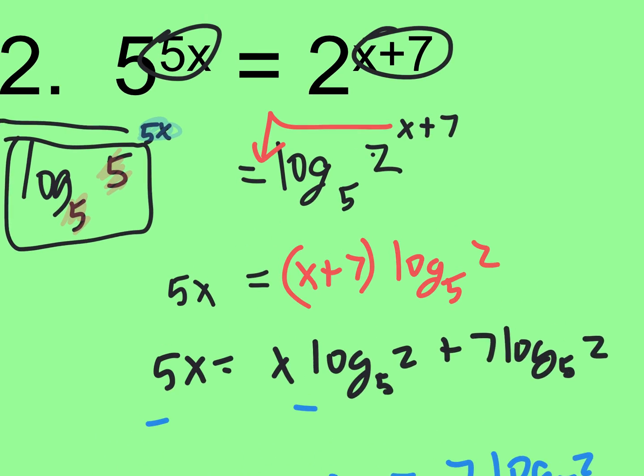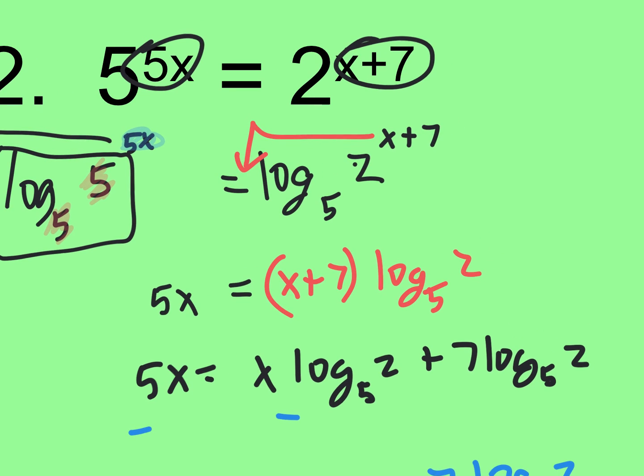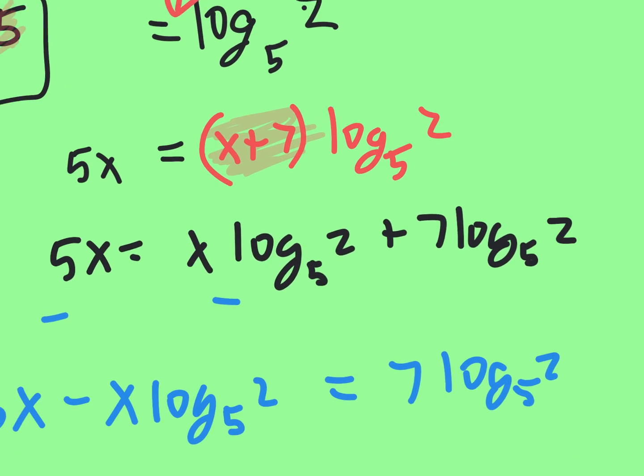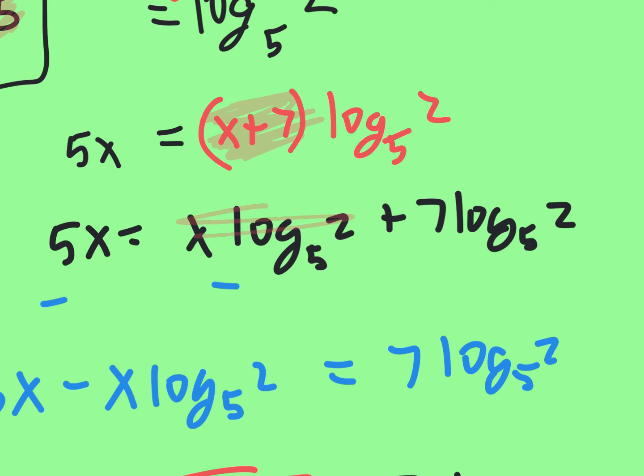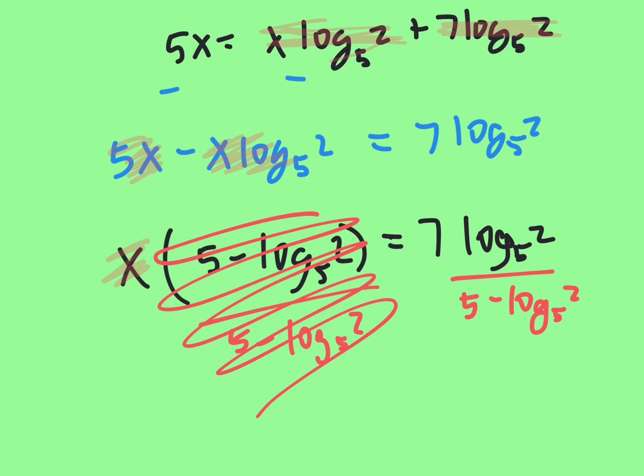So what was the key? You put in logs on both sides. You picked a log that matched one of the bases. Next, this was really, really critical: when this moved down to the front, like here. Okay, that was super critical. Next, you had to multiply this out. This is where we distribute that out. Why? Because we have to get the x's together on the same side. That allowed me to move it so that this has an x in it and this has an x in it. And then I knew I could factor it out.